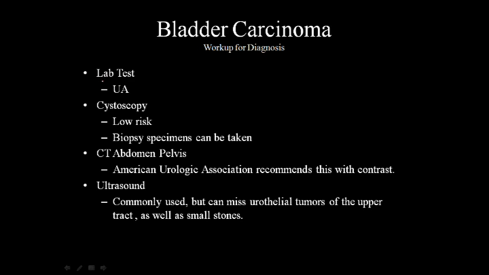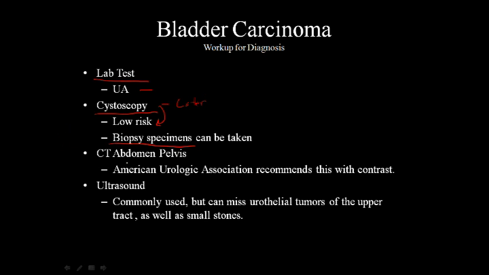So one way that you can find out about bladder carcinoma is a test. You see what's in the urine. Cystoscopy. The thing about this is that it's low risk and you can actually take biopsy specimens. But many times cystoscopy is not what you want to do initially. You want to work up to this. So this would come later.